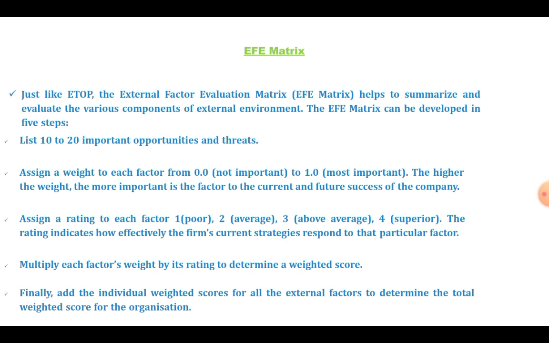Assign a rating to each factor: 1 poor, 2 average, 3 above average, 4 superior. The rating indicates how effectively the firm's current strategies respond to that particular factor. Multiply each factor's weight by its rating to determine a weighted score. Finally, add the individual weighted scores for all the external factors to determine the total weighted score for the organization.